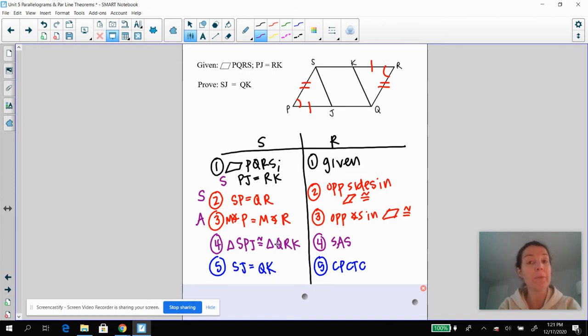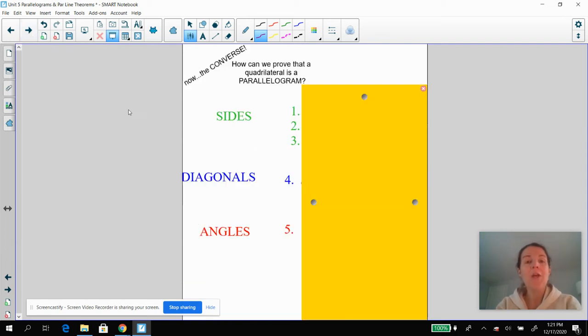Nice little 5-step proof, but you've got a lot of power, right? Knowing that something is a parallelogram gives you a lot of information. All right, scooching on. So now, let's say I told you right before that we had a parallelogram, right? So then you knew opposite sides were congruent, opposite angles were congruent, etc. If you know it's a parallelogram.